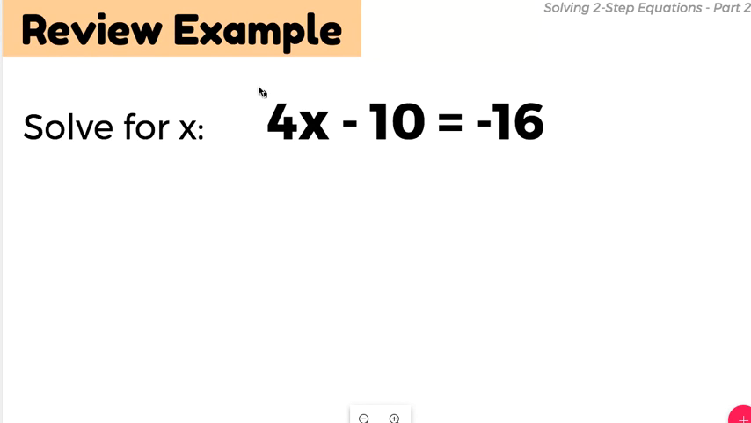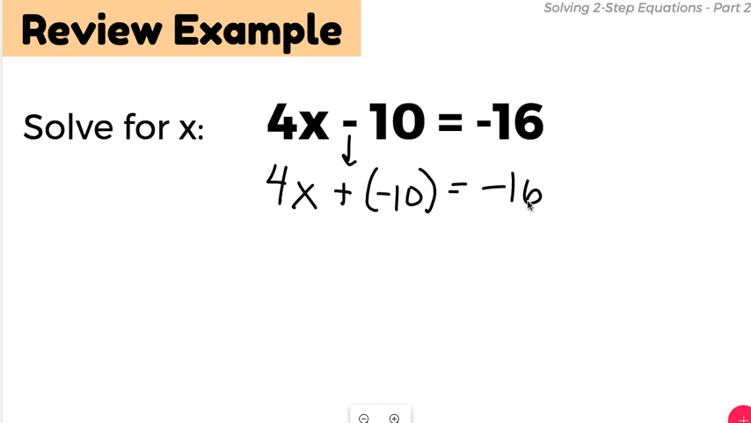Let's do a quick solving equation review just to get you warmed up. Remember, simplifying each side includes changing our subtraction here to addition. Remember, our first term does not change. Subtraction becomes addition, and the next number becomes the opposite. Then we remember, we want to isolate the variable. I want this x to end up by itself, right? Equals some number.